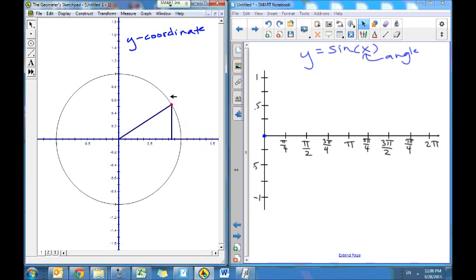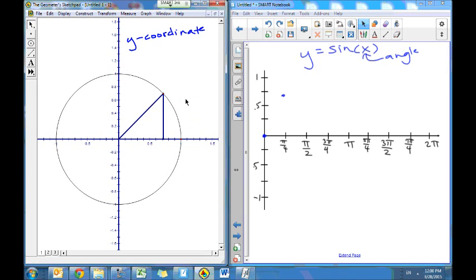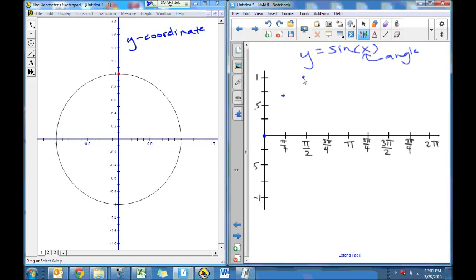Okay, if I go up here somewhere around pi fourths, this y coordinate is root 2 over 2, or about 0.7. It's about right there. Now if I keep going to pi halves, I'm all the way at the top. So I'm all the way at the top here, pi halves, I'm at 1.